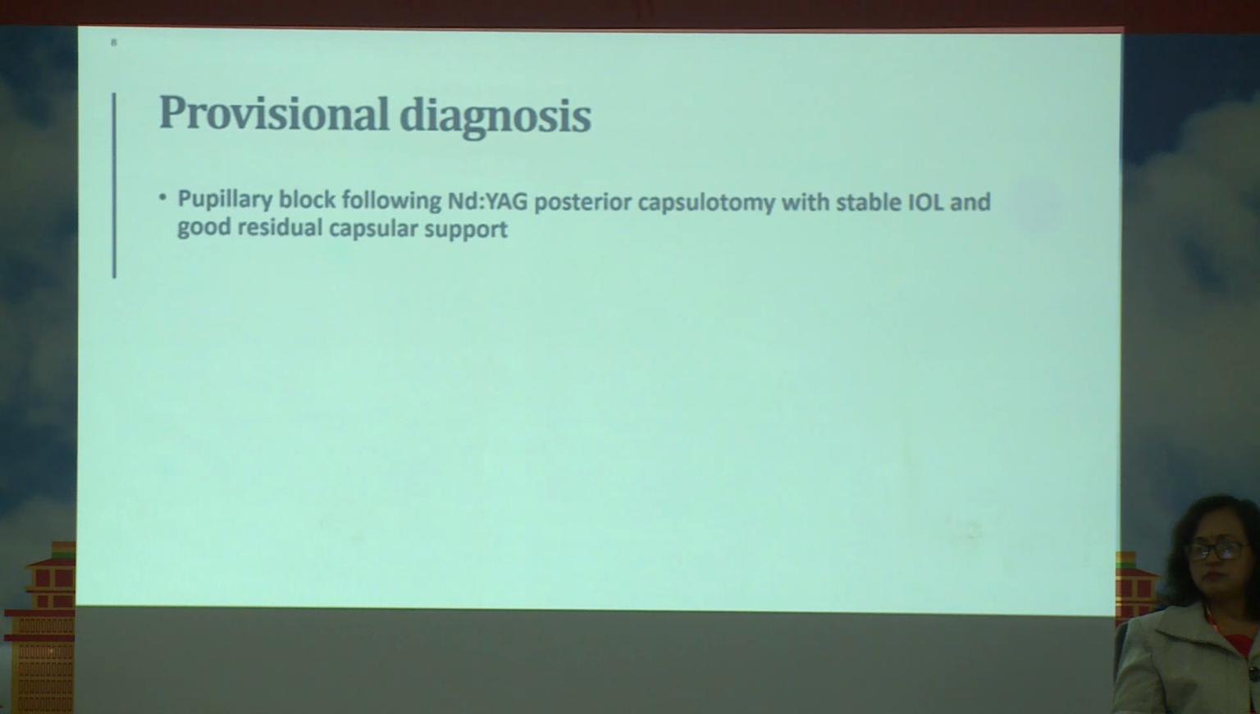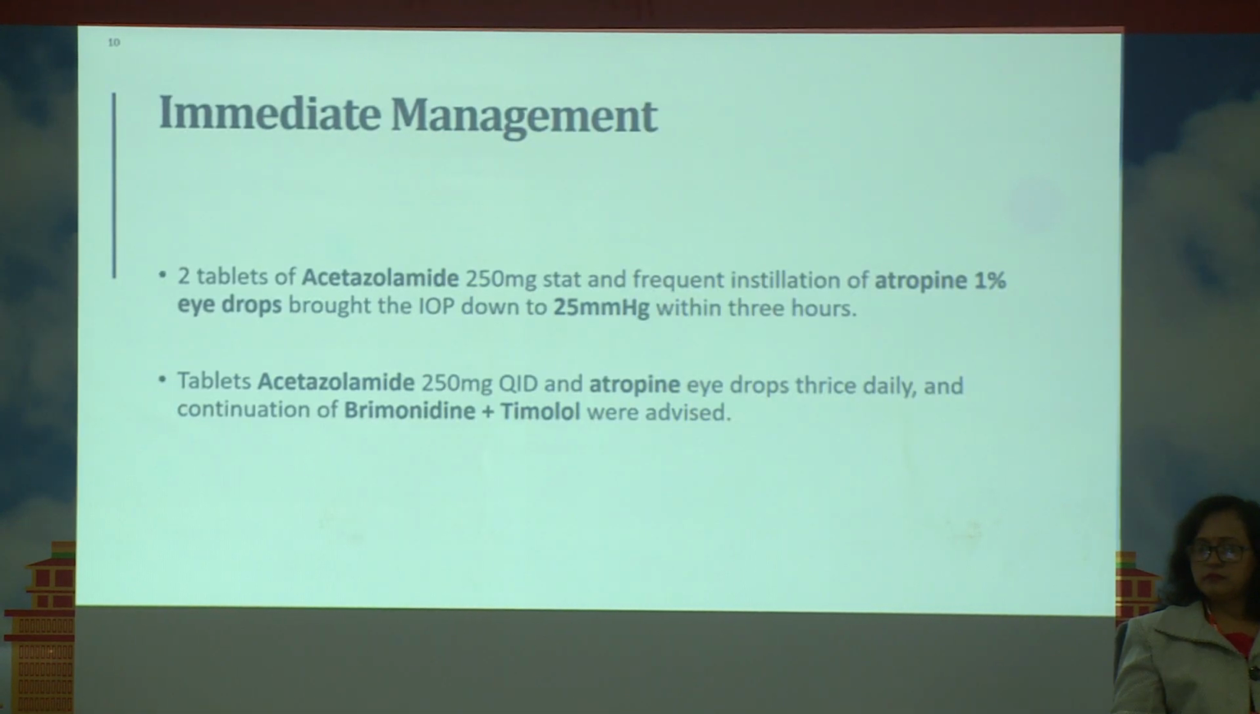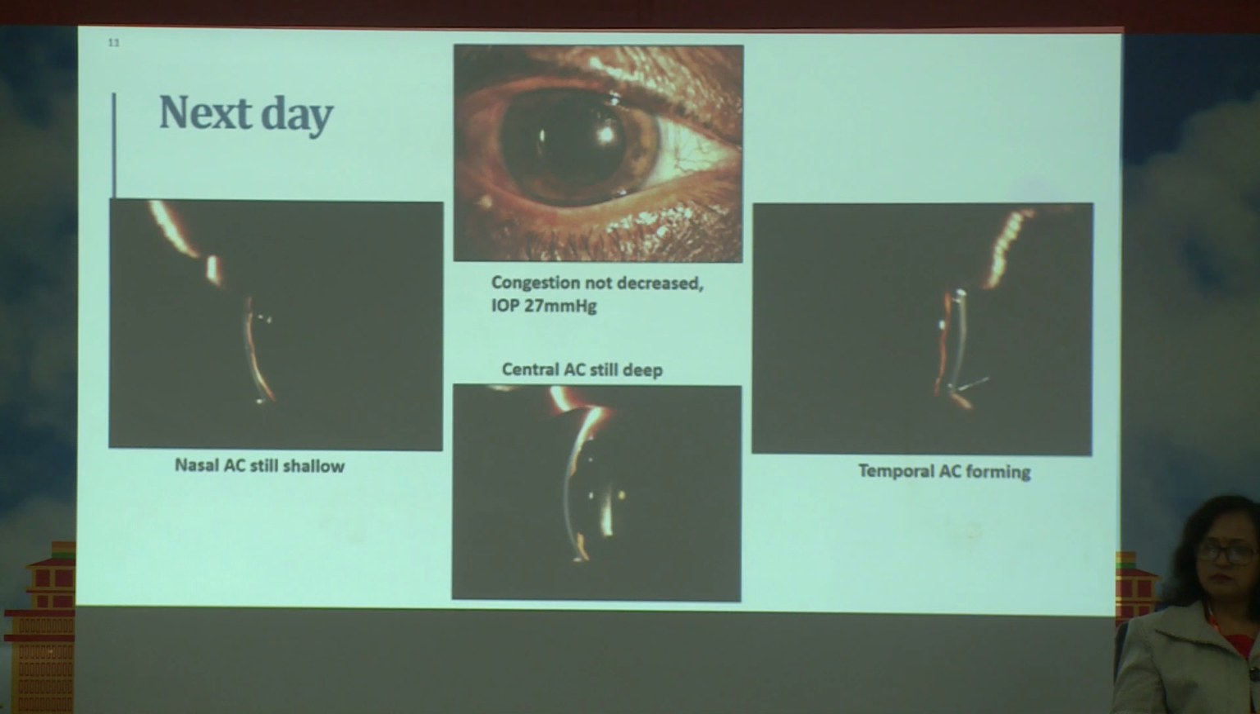So a provisional diagnosis of pupillary block following Nd YAG posterior capsulotomy with stable IOL and good residual capsular support was reached. No aqueous pockets were evident on B scan, and immediate management with acetazolamide 250 milligrams, 2 tablets stat, with frequent instillation of atropine eye drops brought down the IOP to 25 millimeters of mercury within 3 hours. Then acetazolamide was continued QID with atropine eye drops thrice daily and combination eye drops brimonidine plus timolol.